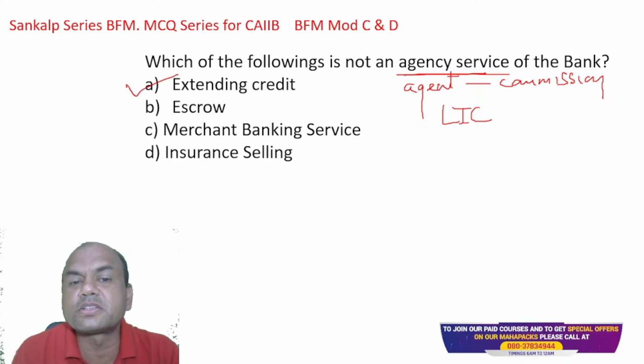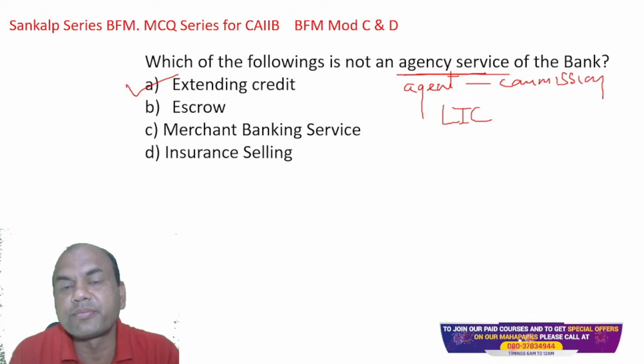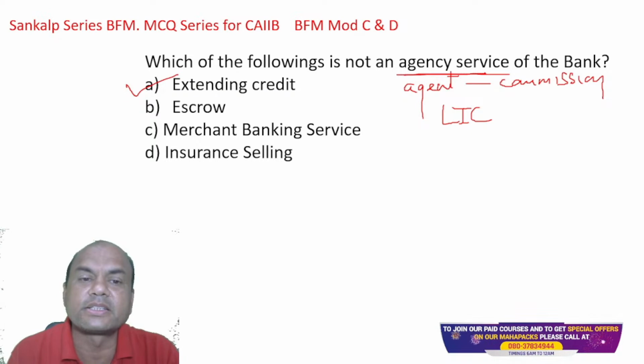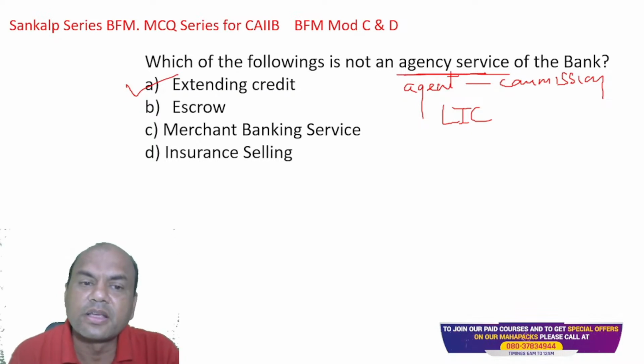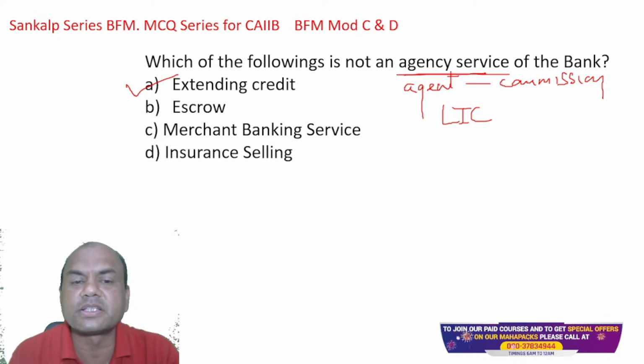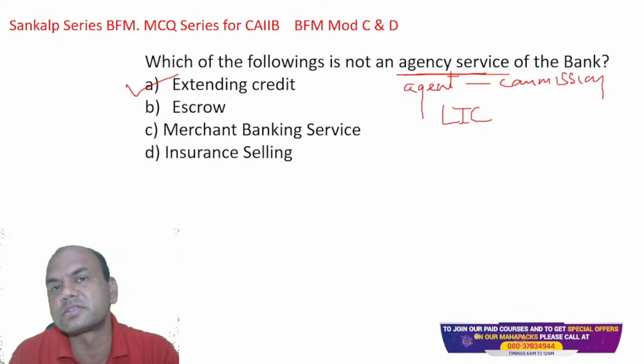It is the core business of the bank. What is the business of the bank? Basic business of the bank, right? Deposits and loans. So extending credit is a basic business. Escrow, merchant banking services, insurance, these are all the agency services.